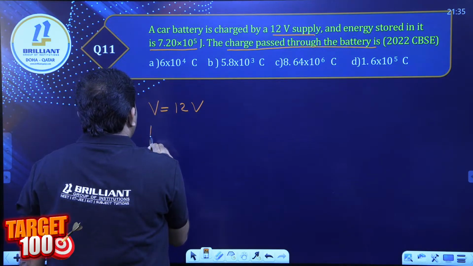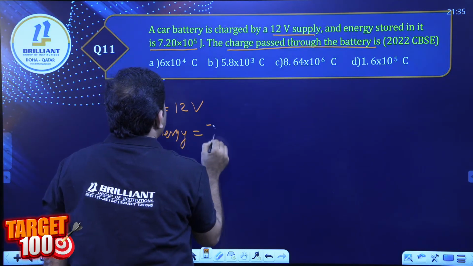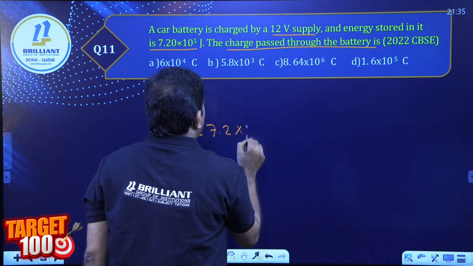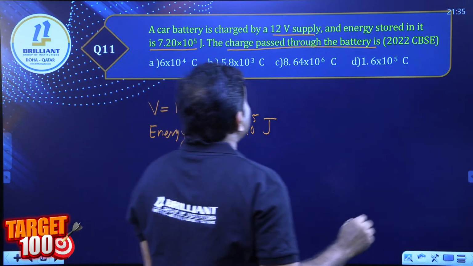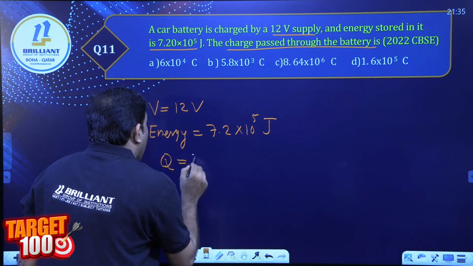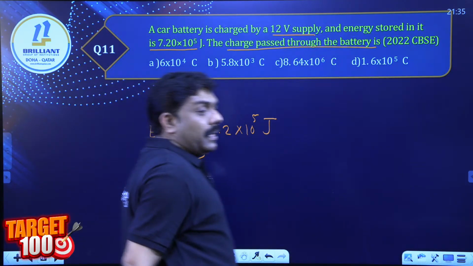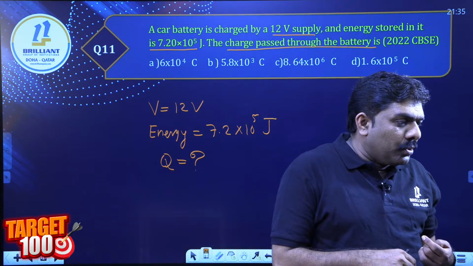So energy given, I'm marking now energy. Energy given is 7.2 into 10 raised to 5 joule. They are asking what is the charge passing through the battery. So some questions are asking this question now.